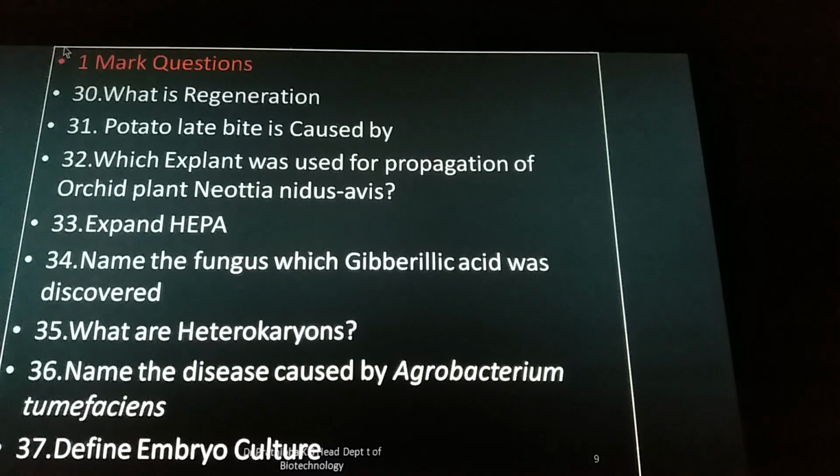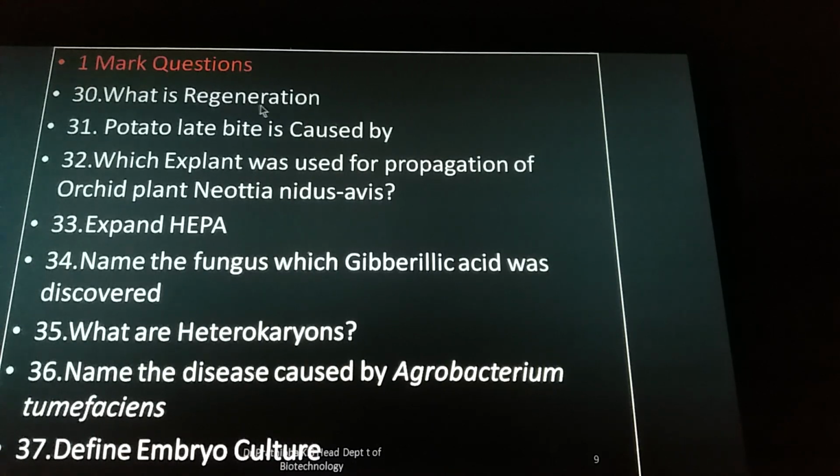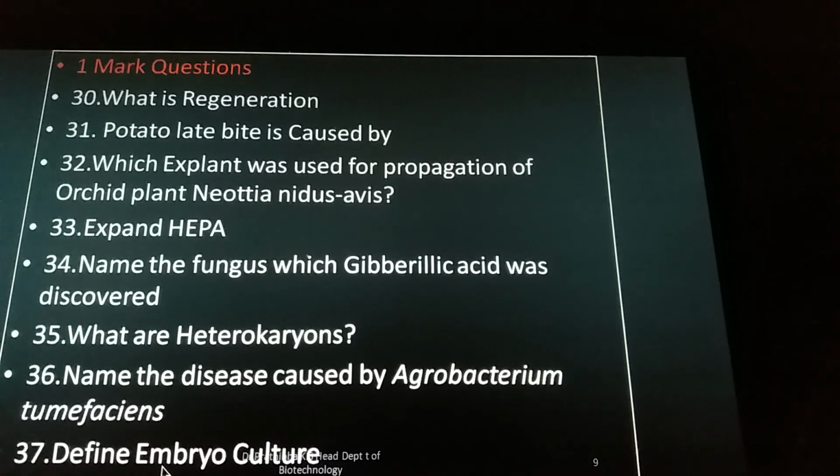Further, moving on to 30th question. What is regeneration? Potato late blight is caused by? Which explant was used for propagation of orchid plant Neottia nidus-avis? Expand HEPA. Name the fungus from which gibberellic acid was discovered. What are heterokaryons? Name the disease caused by Agrobacterium tumefaciens. Next one is define embryo culture.